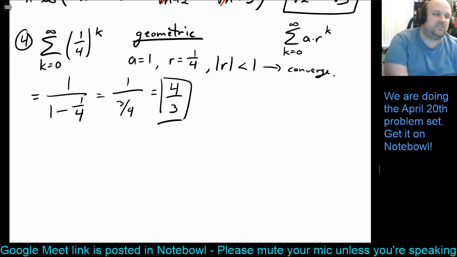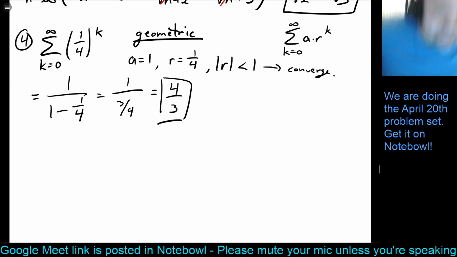So geometric series are pretty easy to work with, which is fantastic. It's one of the few types of sums we can add up, and it's one of the very few sums that are really easy to add up, because we have a nice formula for it. Any questions about that one?